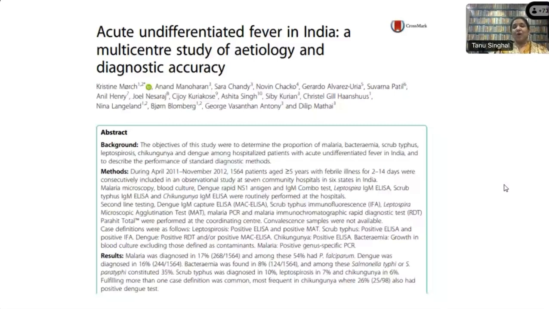There were patients who had overlapping case definitions, and third, there were patients in whom several diagnoses were made due to cross reaction between serologic tests. That means you had malaria and yet your dengue serology was positive. So we must understand that these are some of the problems in diagnosing short duration or undifferentiated febrile illnesses.